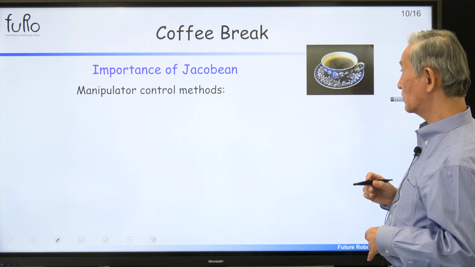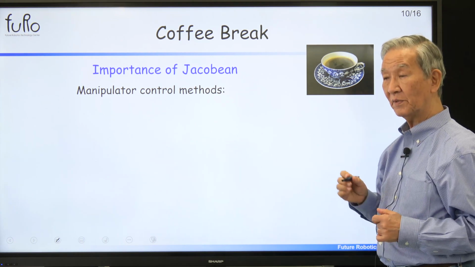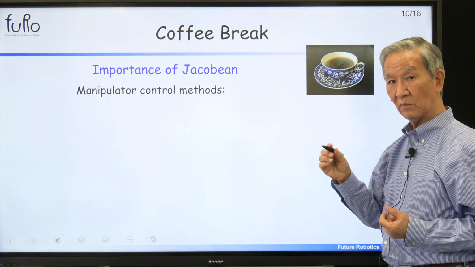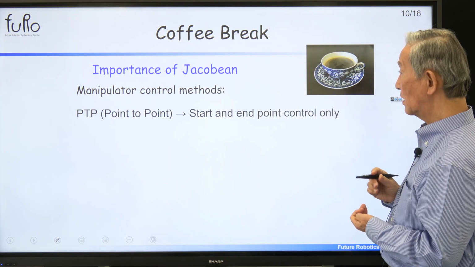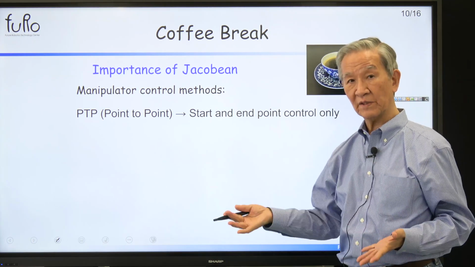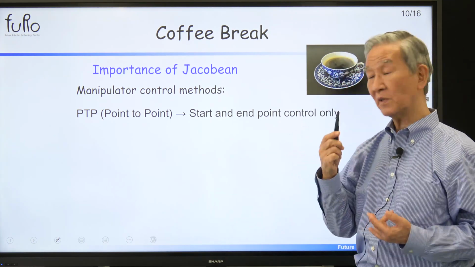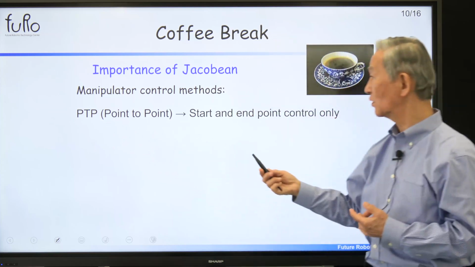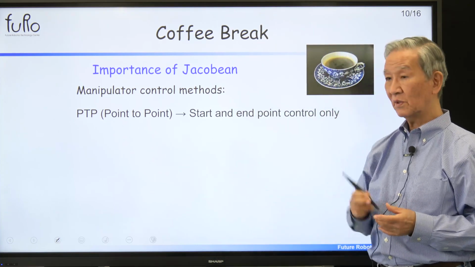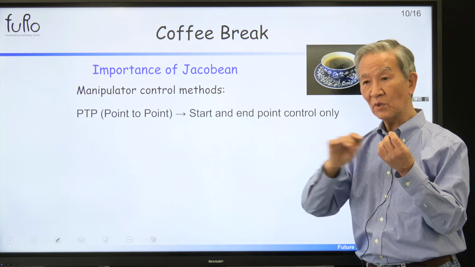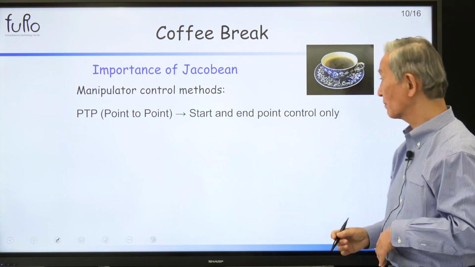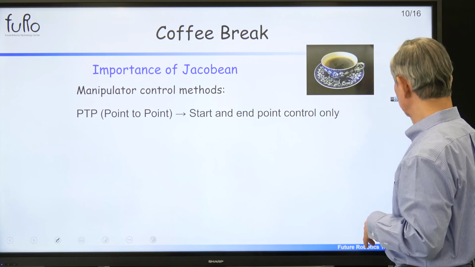Manipulation, the manipulator control method. If you look at the modern day manipulator control, there are several methods. The first one, the simplest one, is called PTP, point-to-point control. So you only care about where it starts and where it ends. You don't care how it goes. Only the end points. Okay?